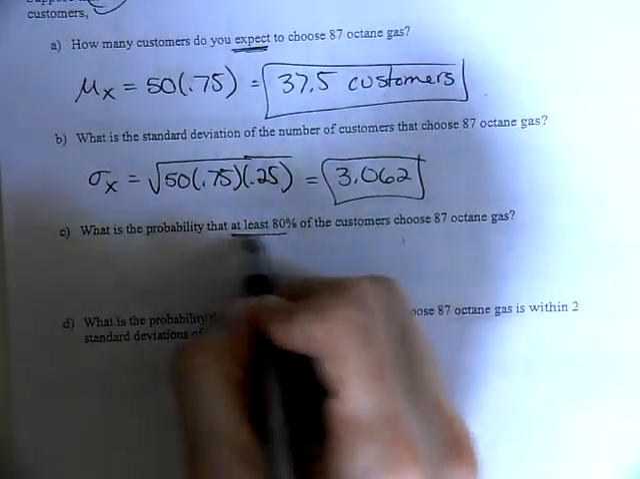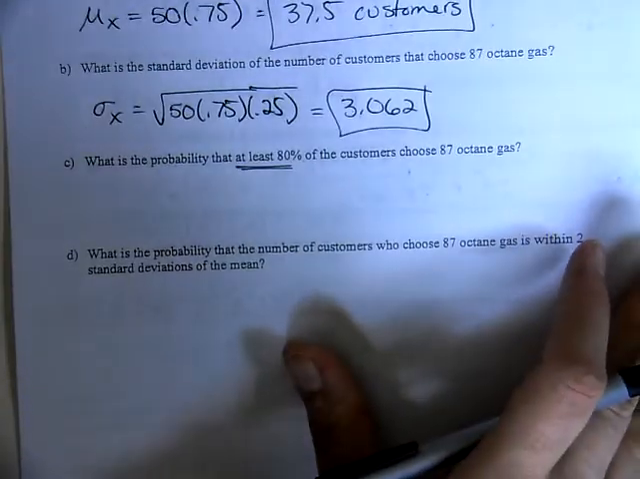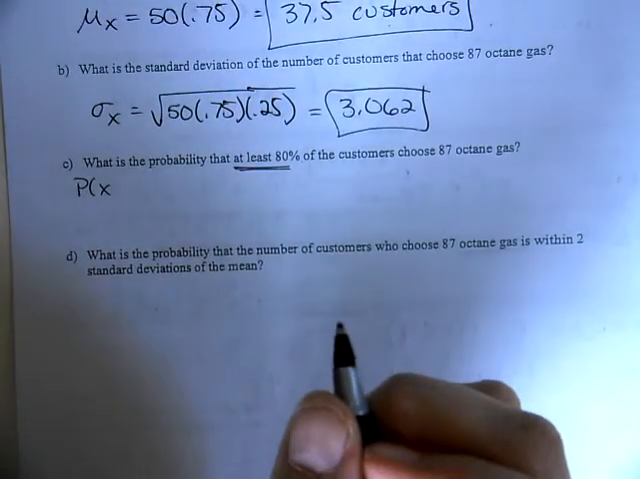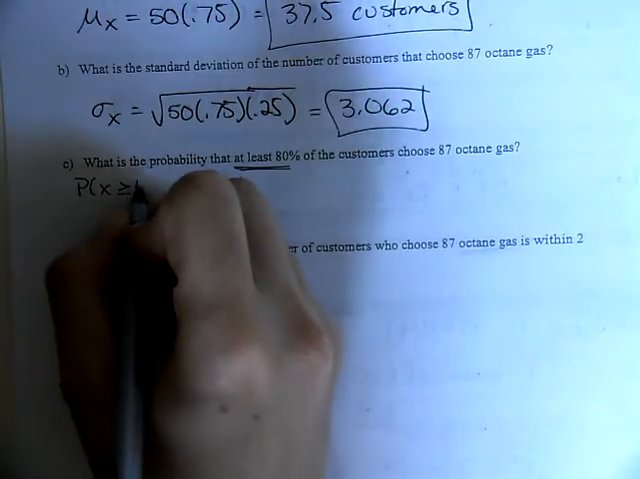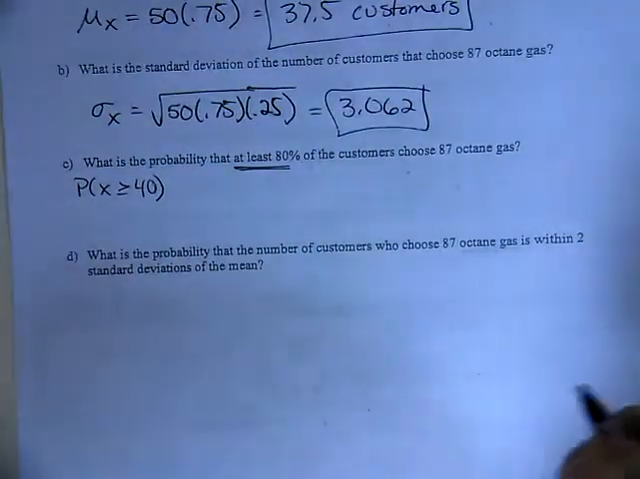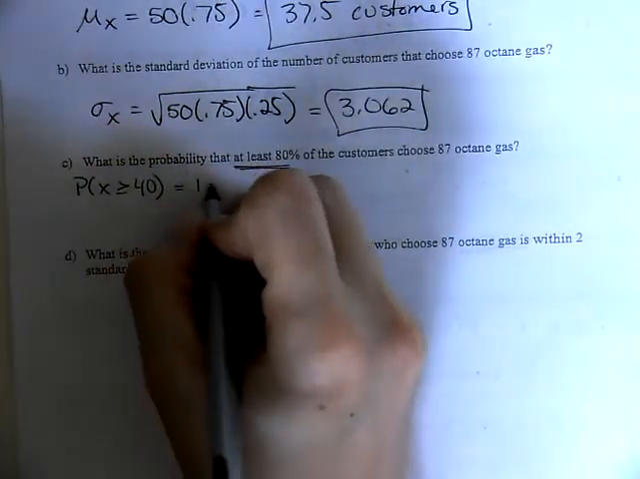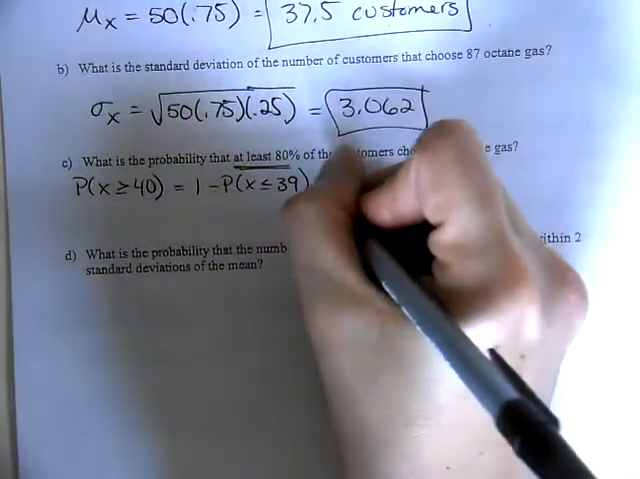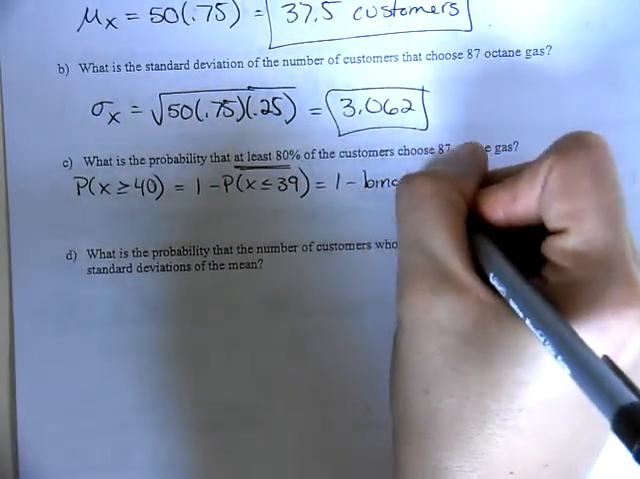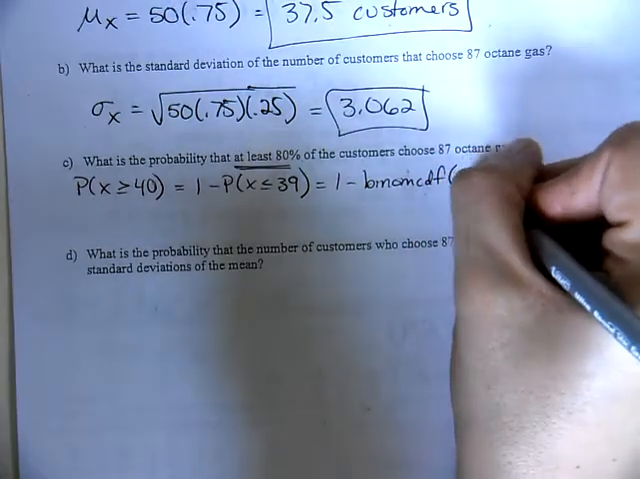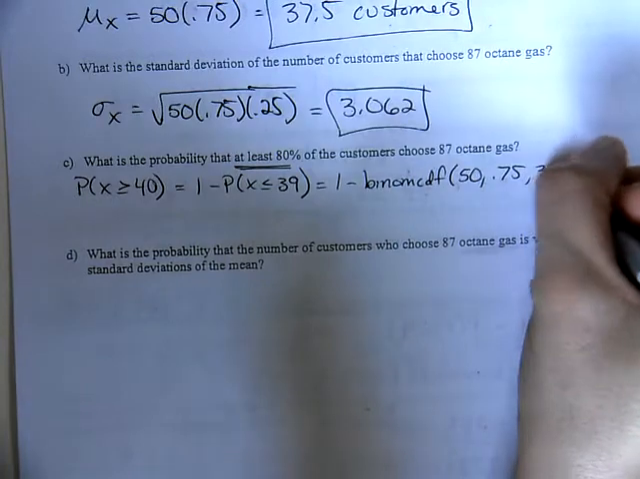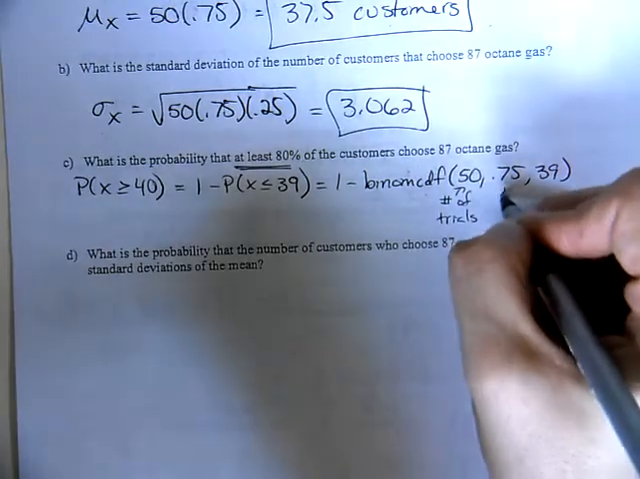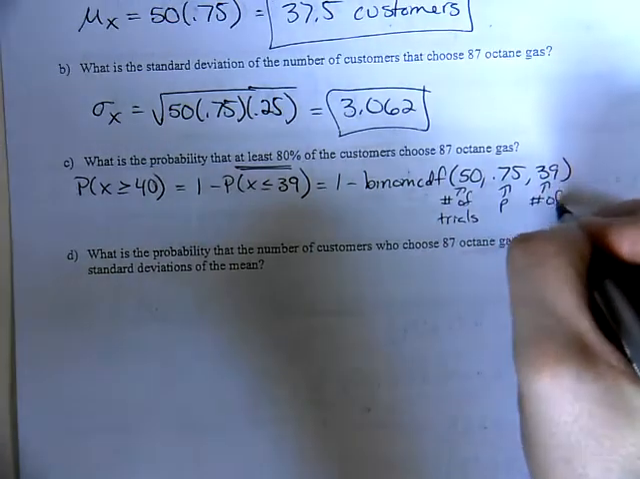What's the probability at least 80% of the customers choose 87 octane gas? So again, at least 80% of 50 is 40. So x is greater than or equal to 40. So just like the one before, I can't do greater than. So I'm going to do 1 minus the probability x is less than or equal to 39. So that's 1 minus binomcdf(50, 0.75, 39). So number of trials, p, number of successes.